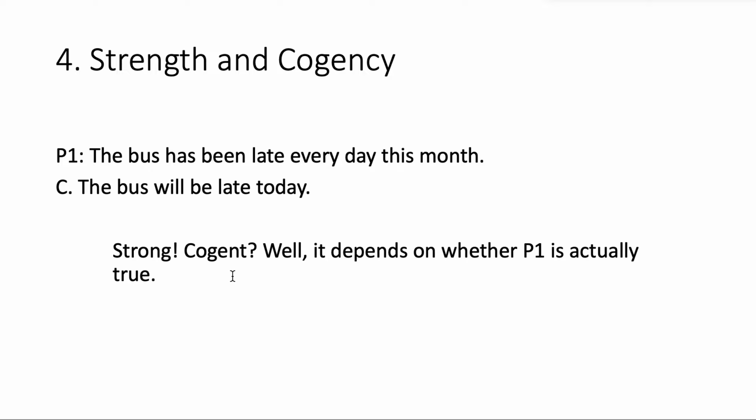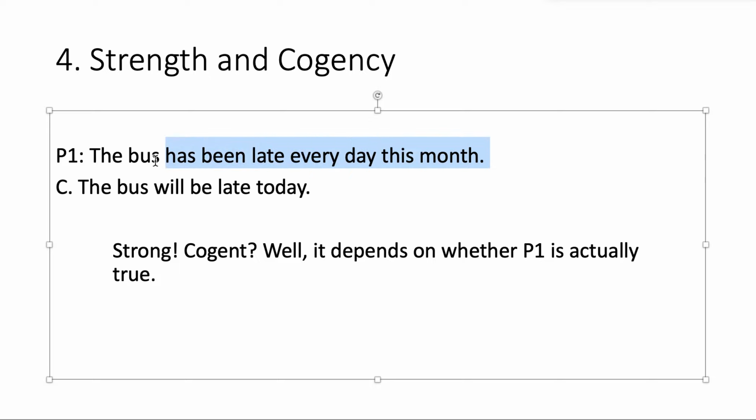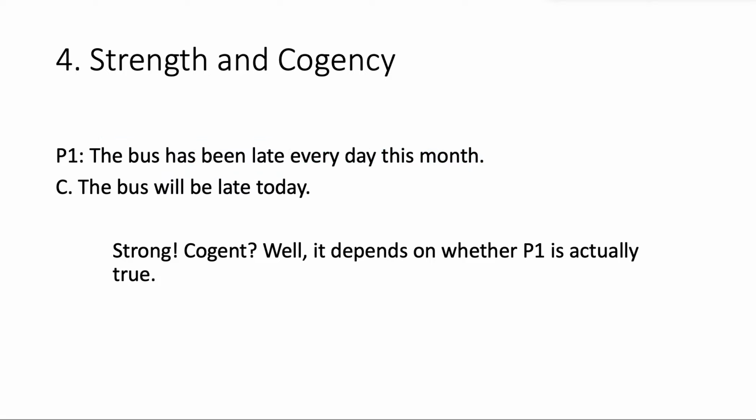So it's strong. But is it cogent? Well, it's hard to know. It depends on whether P1 is actually true. In order to know whether this argument is also cogent, you need to figure out whether premise 1 is in fact true. And I've just made that up, so I'm going to tell you it's not true in this case.